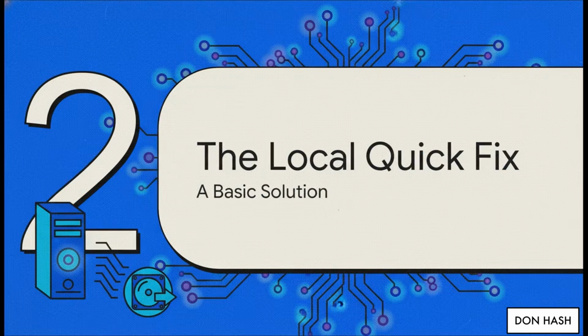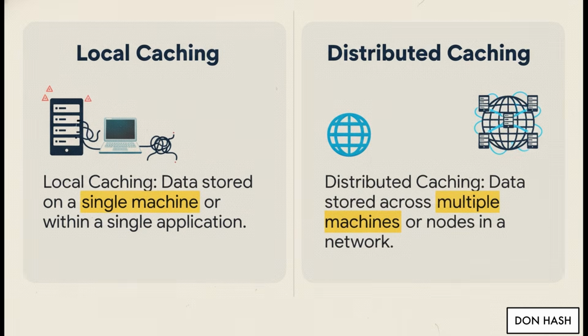Now, the simplest way to do this is with what's called local caching. That's where your quick access spot is right there on a single computer. And look, local caching is fine for a single server, but what happens when your app goes global, when you've got millions of users? Yeah, that's when you need something way more powerful, and that's where distributed caching comes in.